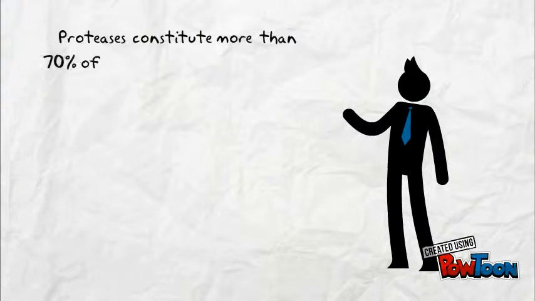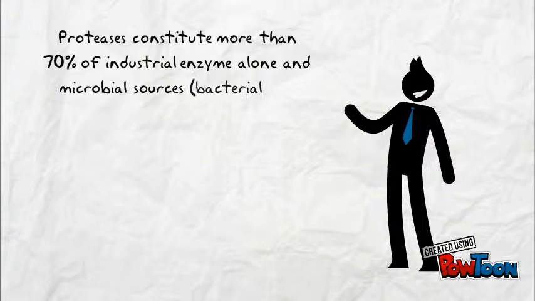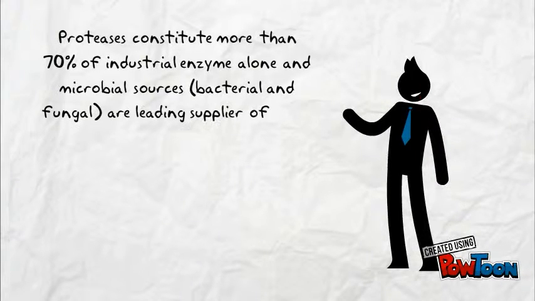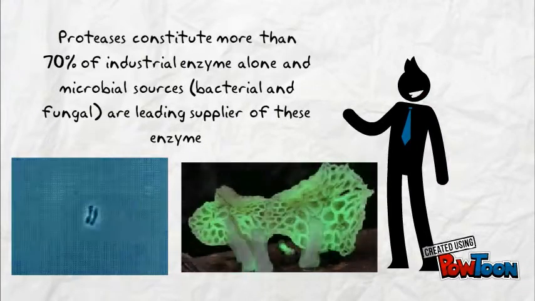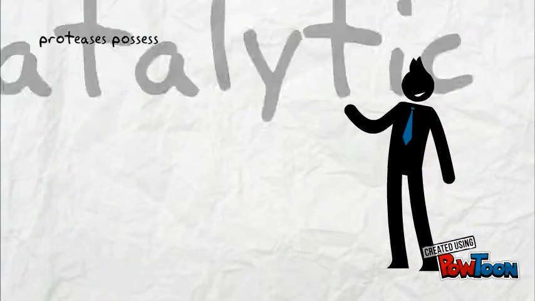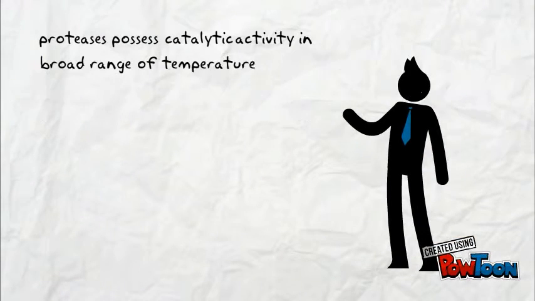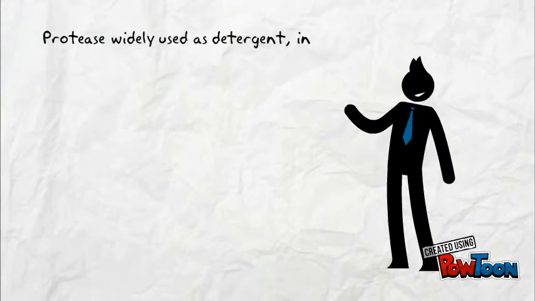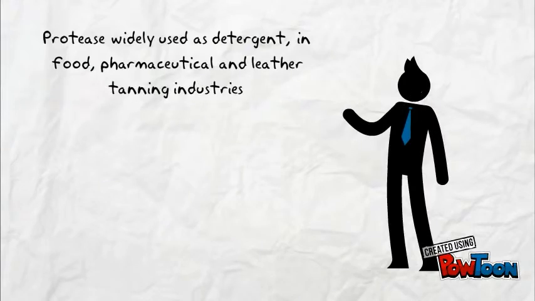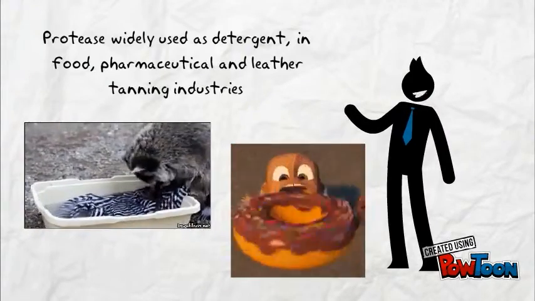Proteases constitute more than 70% of industrial enzymes alone, and microbial sources, bacterial and fungal, are the leading suppliers of these enzymes. Proteases possess catalytic activity in a broad range of temperature and pH. Proteases are widely used as detergents, and in the food, pharmaceutical and leather tanning industries.